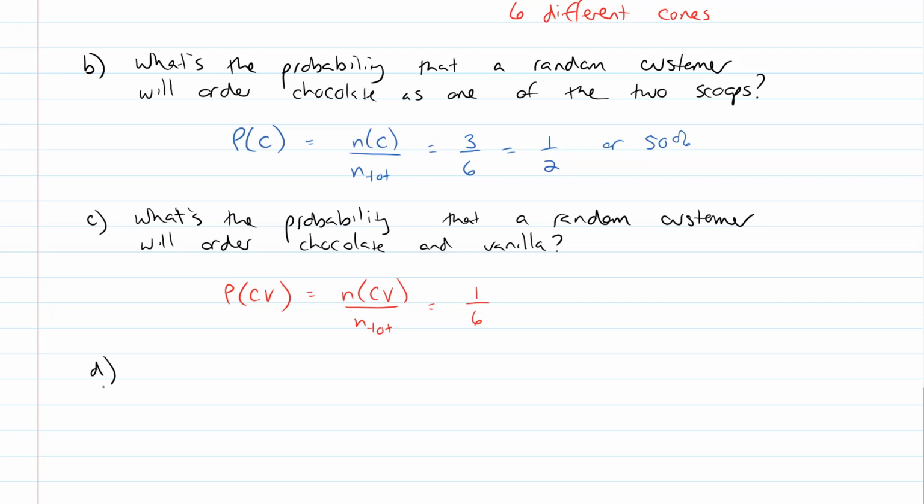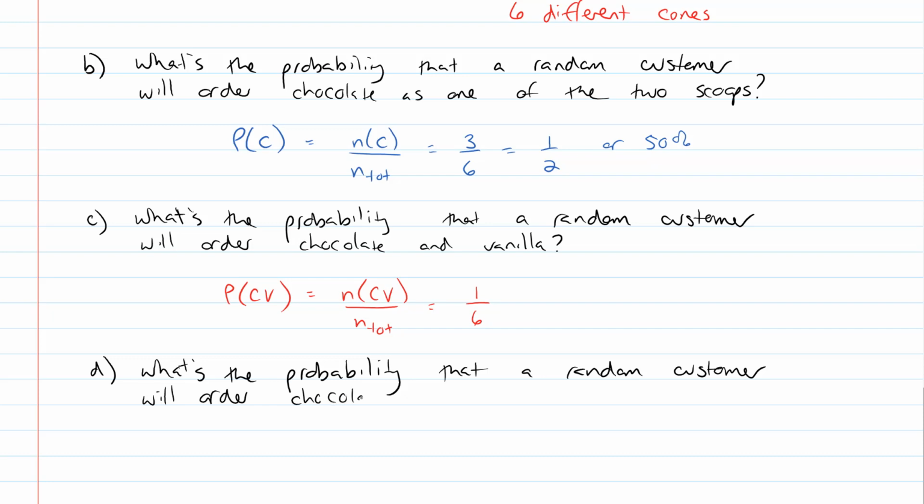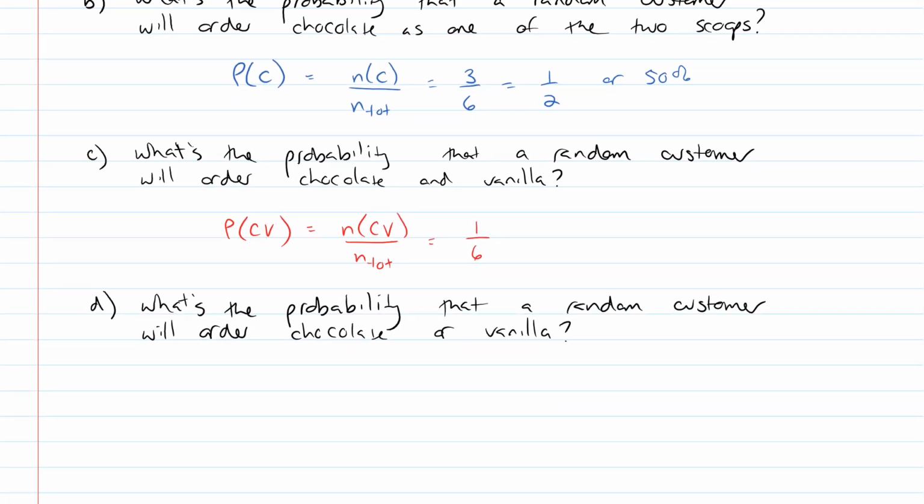Part D, what's the probability that a random customer will order chocolate or vanilla? We're going to write that as P of C or V is equal to the number that contain C or V all over the total.